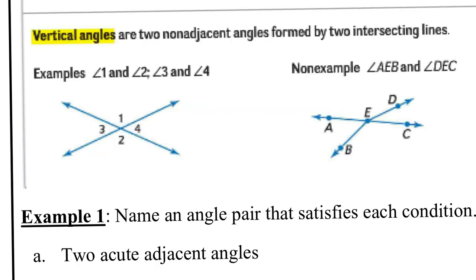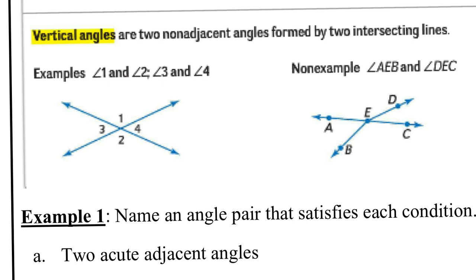Next, we have vertical angles. They are 2 non-adjacent angles formed by 2 intersecting lines. Okay, so I just call these X angles. And so the top and bottom of your X, those are vertical angles, angles 1 and 2. And then your sides, left and right, those are also vertical angles. But angles 1 and 3, those would be a linear pair, like 2 and 4 would be, because they're on a straight line and they're adjacent angles.